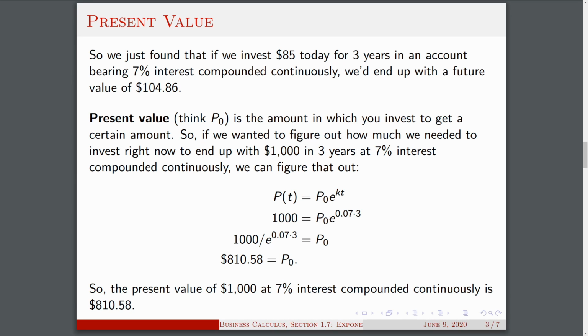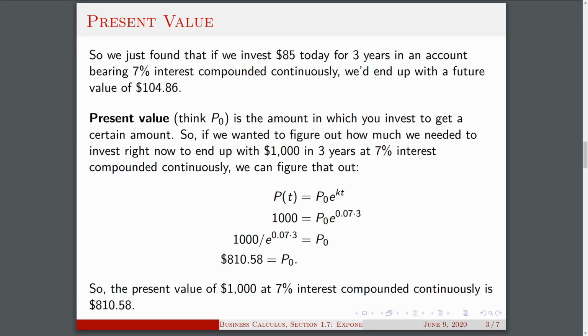So e to the 0.07 times 3, that's just a number, right? So I've got a number times P naught, and so I can just divide by that on both sides. And when I do that, oh my goodness, it's not aligned. These equal signs are supposed to line up. Unfortunately, they aren't. Huge apologies for that. Anyways, when you do that, you get $810.58.